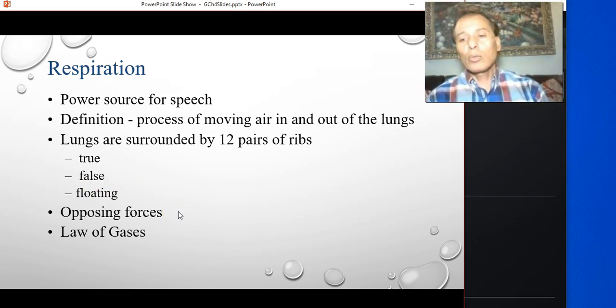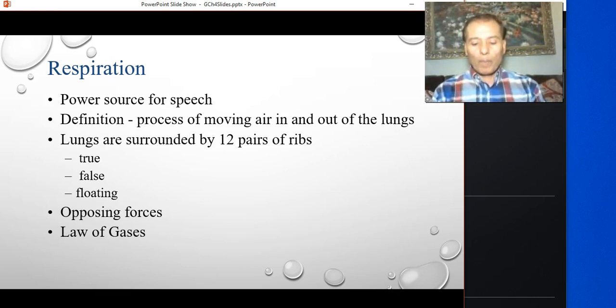So now we're going to survey respiration. Respiration, you say, what does it have to do with speech? We know that, for example, a car, when the car moves, it has to have power, it has to have energy. You give it gas. Without gas, these cars we know today do not run. Maybe they will invent other ways, but air to us is the same as gas is to a car.